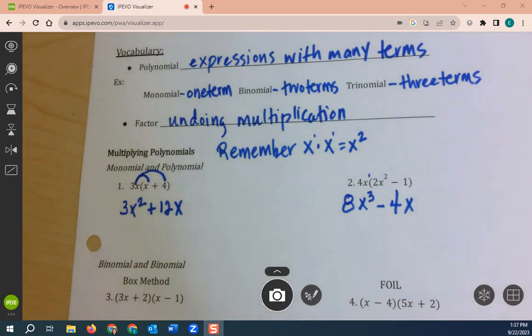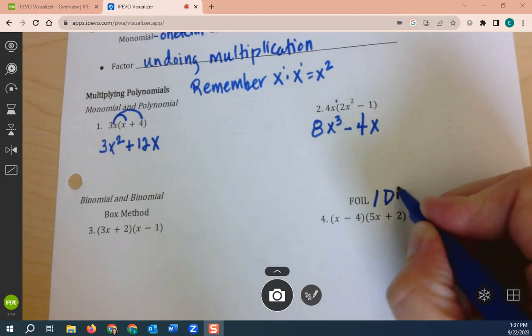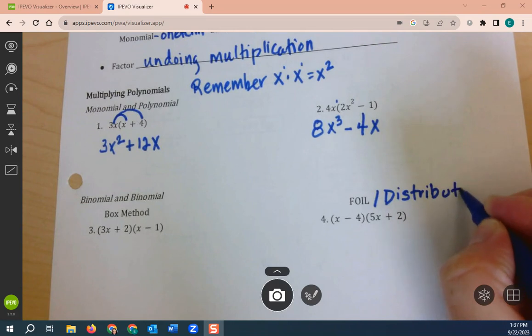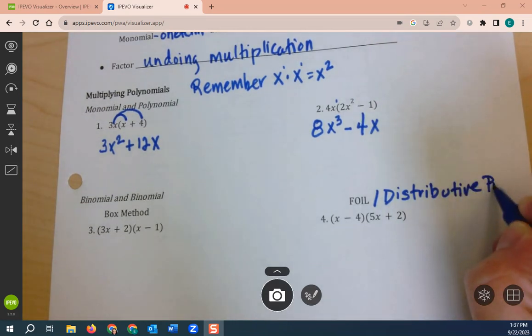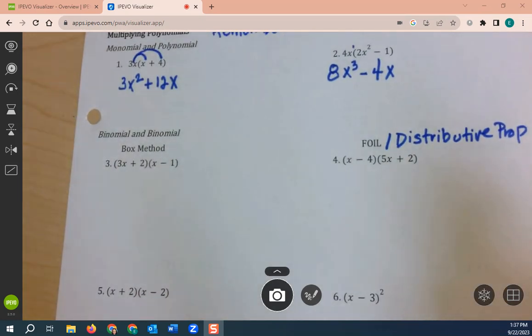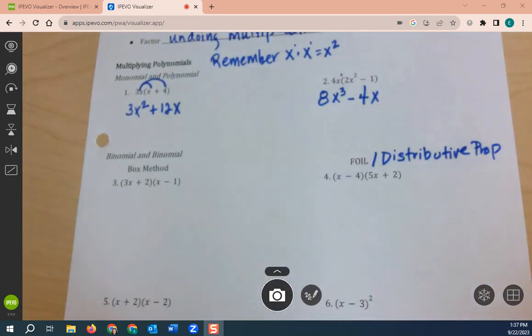Now, some people like the box method. Some people like FOIL, which is also just distributive property. FOIL is exactly the same as distributive property. I'm going to show you both. I'm going to warn you, I like distributive property, and that's how I'm going to do most of my examples, but you don't have to. Last year I had students who did box the whole year. It worked for them, and that's fine.